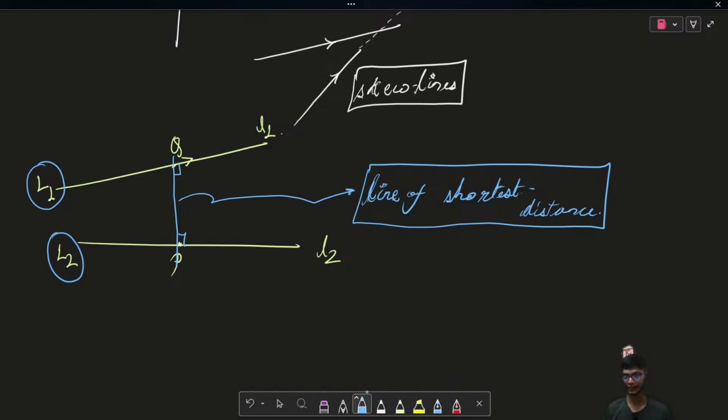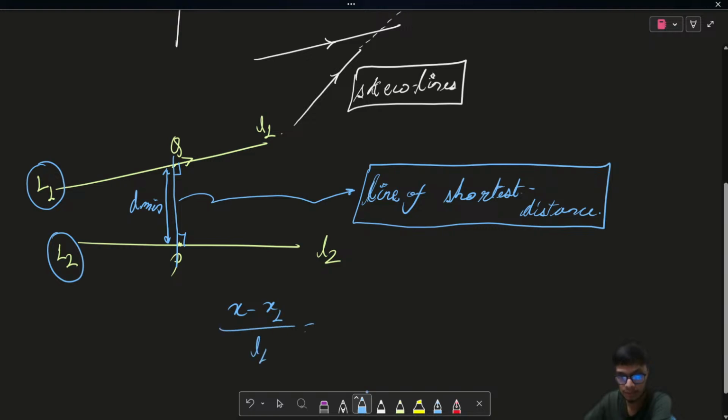Right. Now let us see how I can obtain this particular line. Once I obtain this line by using the concept of intersection of two lines, I can find point P and point Q, and obtain the distance between these two points, which is the shortest distance, right? Let us try to formulate the actual form. Let us say these two skew lines are given by the equations as follows.